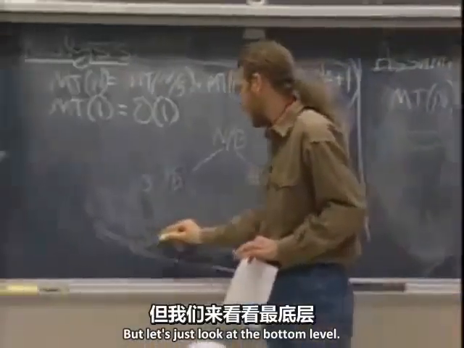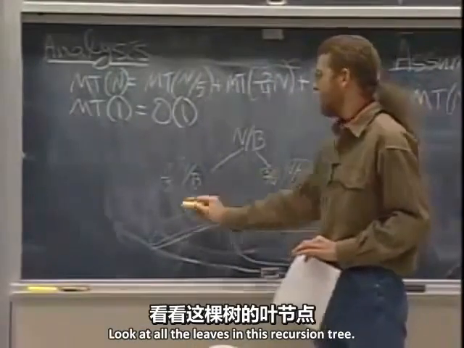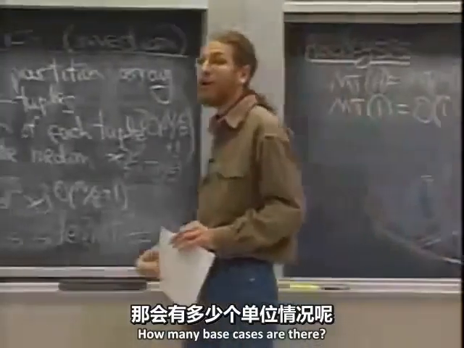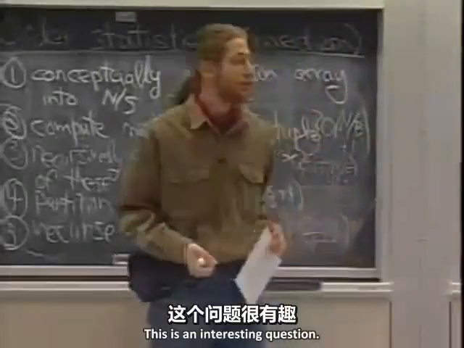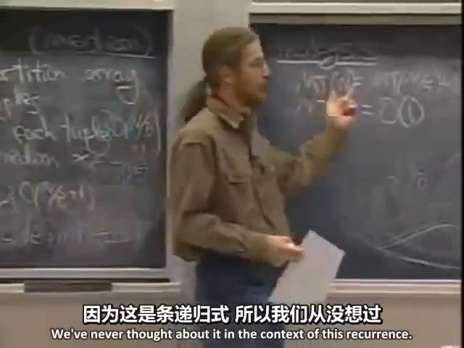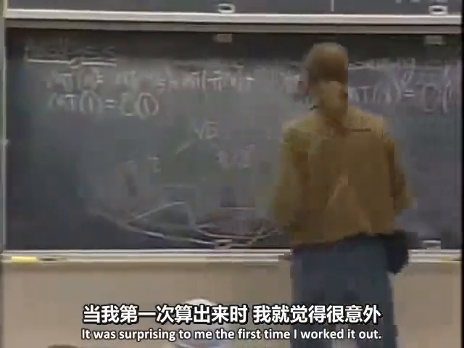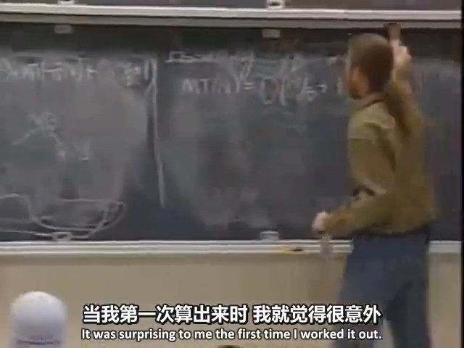But let's just look at the bottom level. Look at all the leaves in this recursion tree. So that's the base cases. How many base cases are there? This is an interesting question. We've never thought about it in the context of this recurrence. It gives a somewhat surprising answer. It was surprising to me the first time I worked it out.